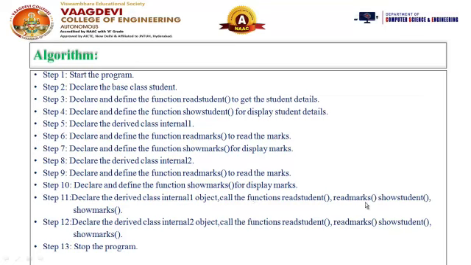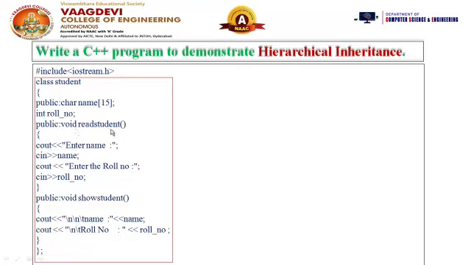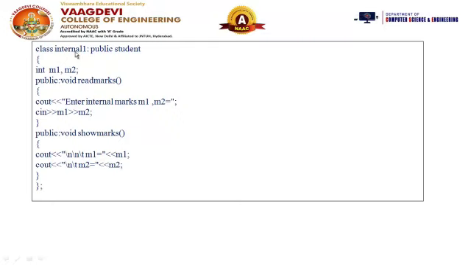This is a declaration of a class named student. The read function takes values from the user and assigns them to the name and roll number variables. The show student function displays the values in name and roll number. This statement establishes a relationship between student and the internal 1 class. Now, this internal 1 class is a subclass of the student class.